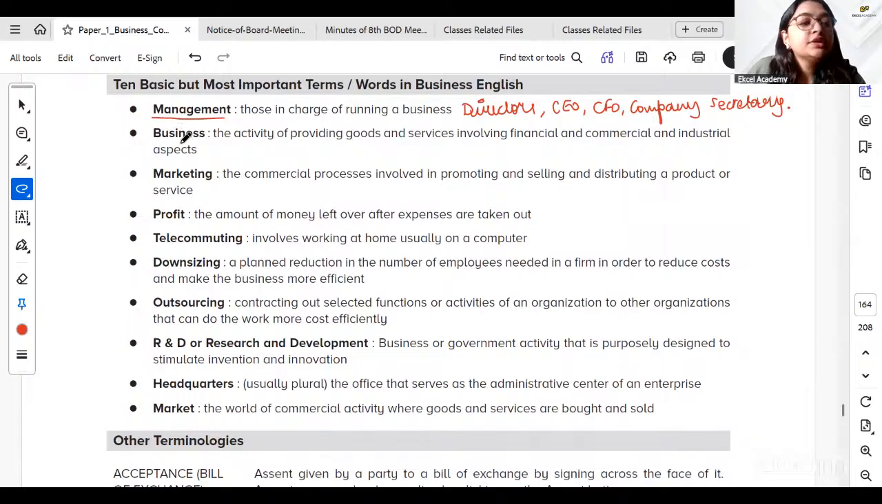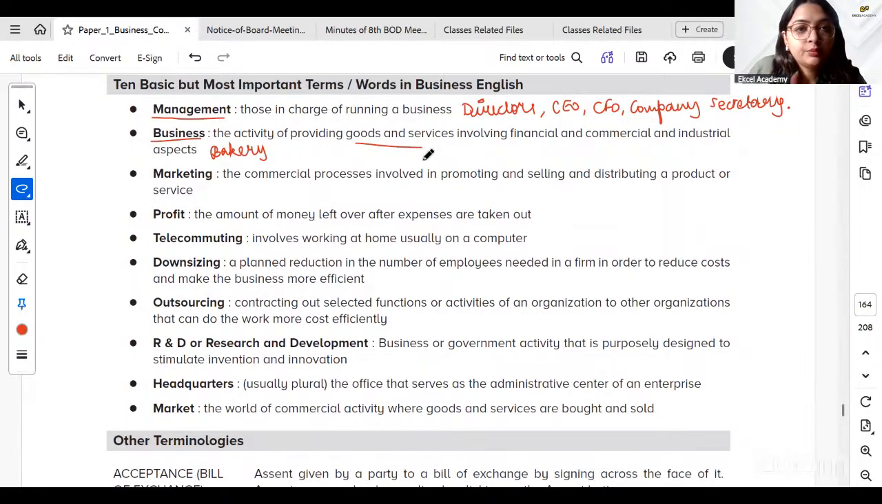Then what is business itself? Business is the activity where you are providing certain goods and services in return for a remuneration, right? So the activity for providing goods and services involving financial and commercial and industrial aspects. Let's take an example. You are good at baking, right? So you open a small bakery. Okay, so what are you providing? You are providing baked goods, right? Involving financial, commercial, and industrial aspects.